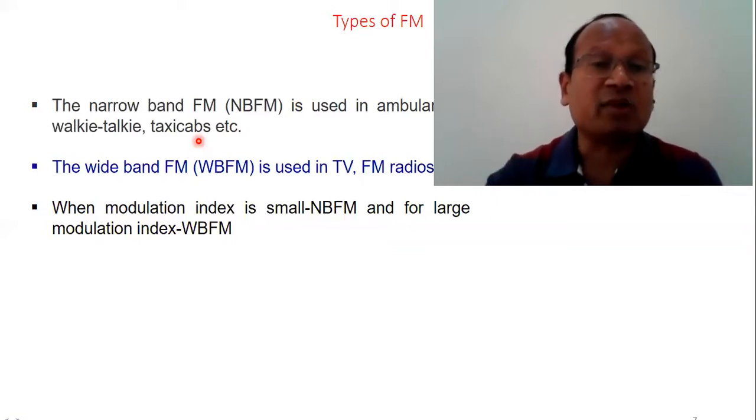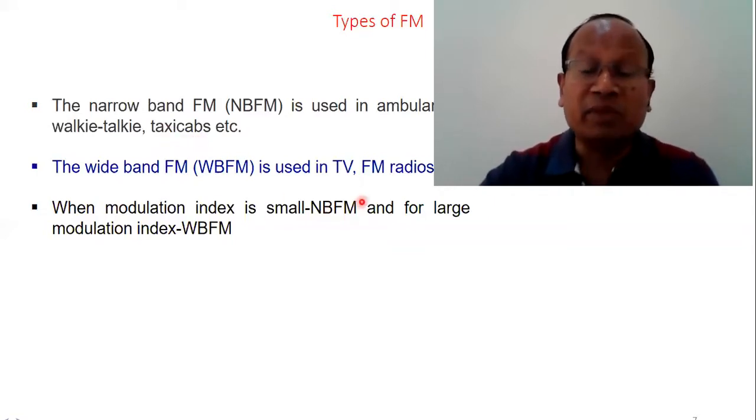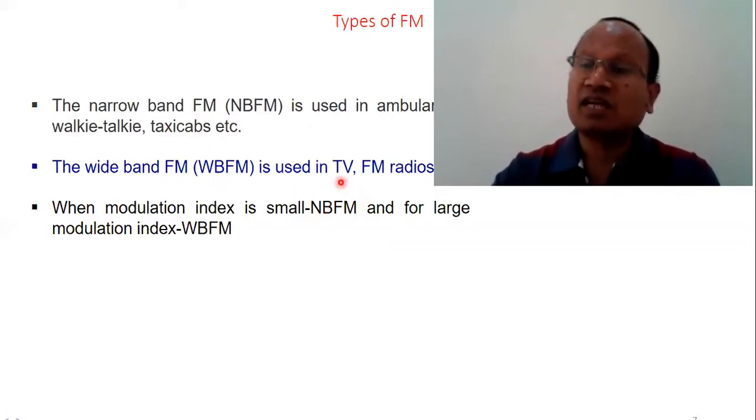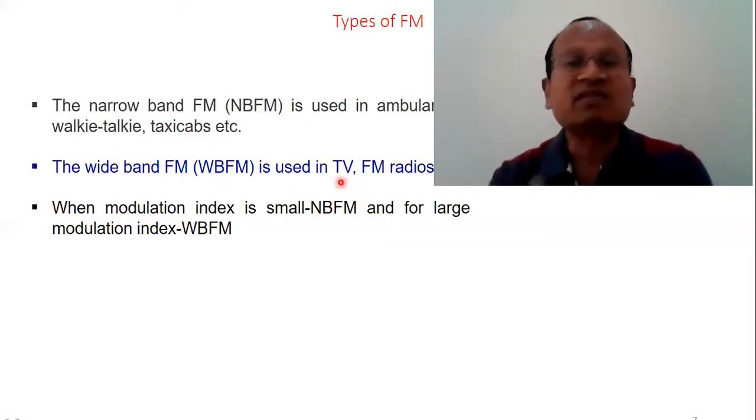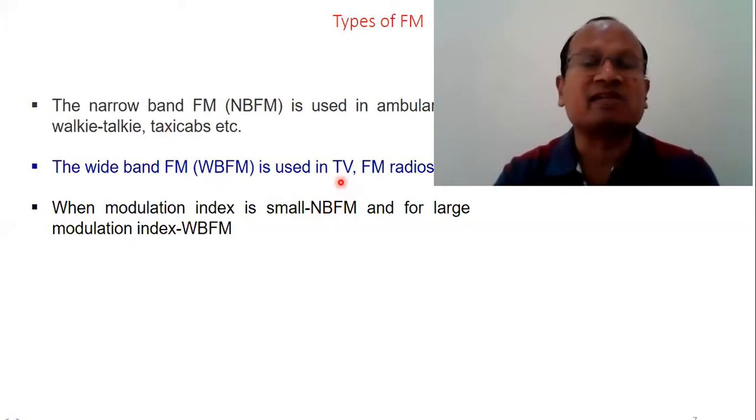But when we talk about bigger applications like TV, it is not intended to be served in a certain specific region.